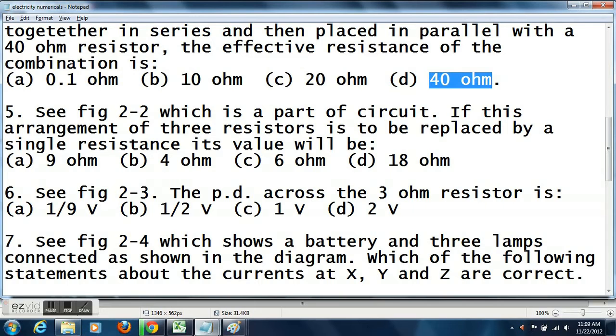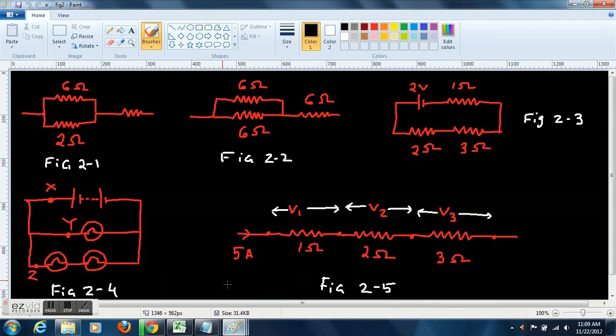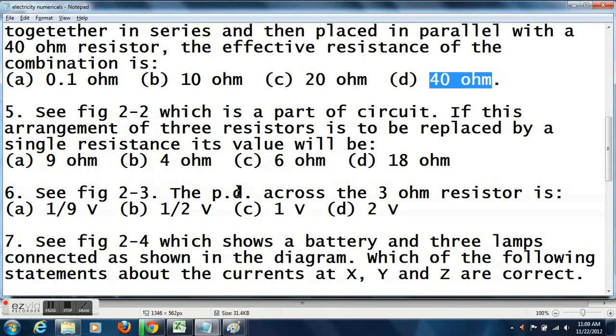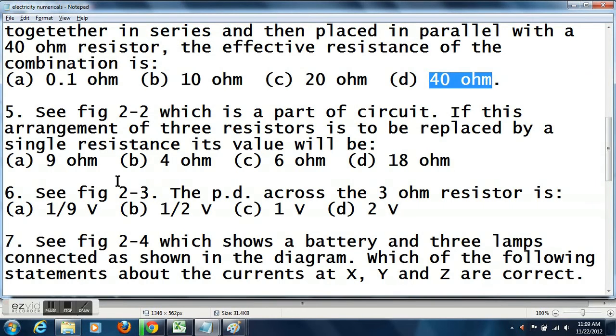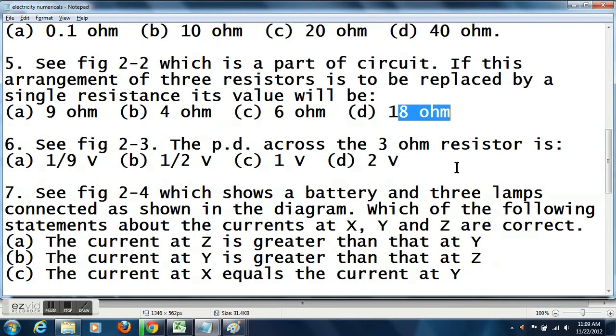Question number 5. See figure 2.2. Let me pull figure 2.2. This is the figure 2.2 in the middle top, which is a part of a circuit. This diagram is only part of a circuit, because I don't show the battery or key, anything here. If this arrangement of 3 resistors is to be replaced by a single resistor, its value will be: option A, 9 ohm; option B, 4 ohm; option C, 6 ohm; and option D, 18 ohm.